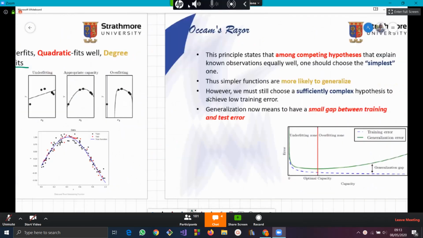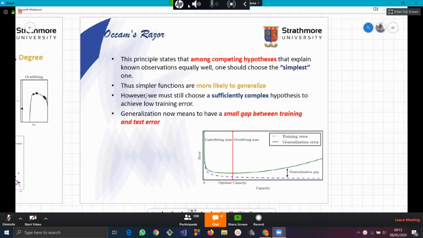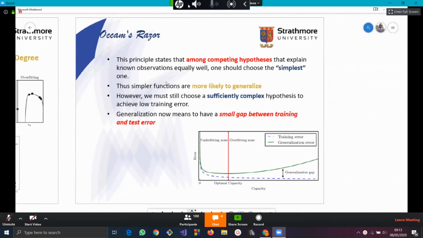Fine. So we have a principle called Occam's razor. It just says among competing hypotheses, choose the simplest possible. So what is simplest for us in machine learning? It's the function that is more likely to generalize well. However, we must still choose a sufficiently complex hypothesis. So it's a balance. It's not easy to achieve low training error.